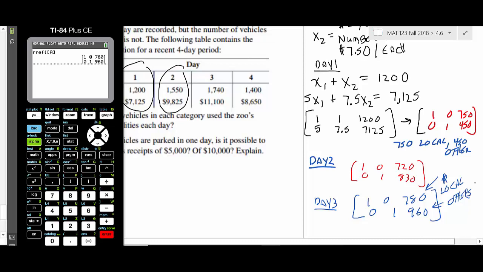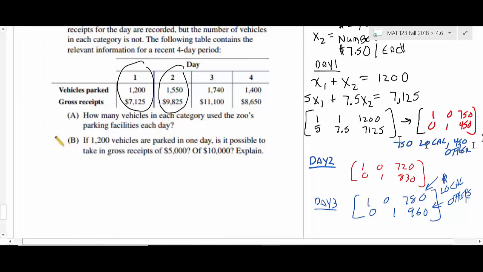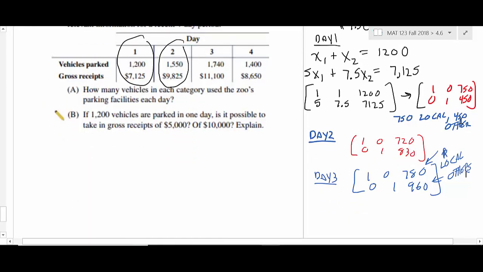Okay, well, let's do this second one. I'm not going to worry about day 4. You probably would just get a different combination on that possibly. But part B, what it says is this. It says we're going to have 1,200 cars parked, and it says, is it possible to make $5,000 out of that 1,200? So what you would do on this is your matrix would go like this. It would go 1, 1, 1,200. Then it would still be 5, 7.50, and 5,000. So we're going to put that in the calculator and see if that's possible.